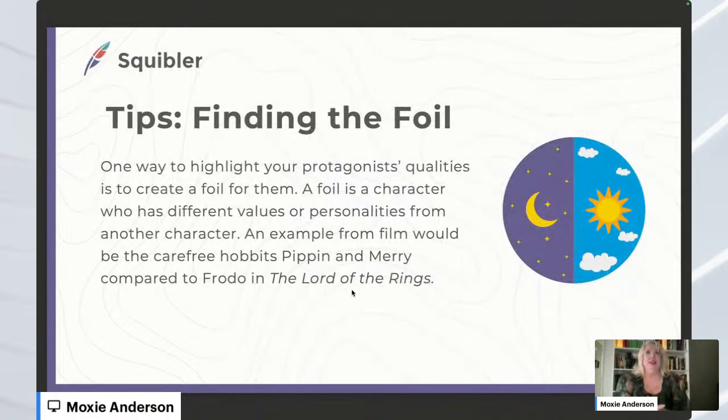So another tip to creating great characters for your project is to find the foil. So one way to highlight your protagonist's qualities is to create a foil for them. And a foil is a character who has different values or personality from another character. So an example from film would be the carefree hobbits, Pippin and Merry. If you compare their behavior to Frodo, who has this heavy burden and he's frightened and scared and exhausted, they are good foils for him. They bring a comedic tone to his heavy tone.